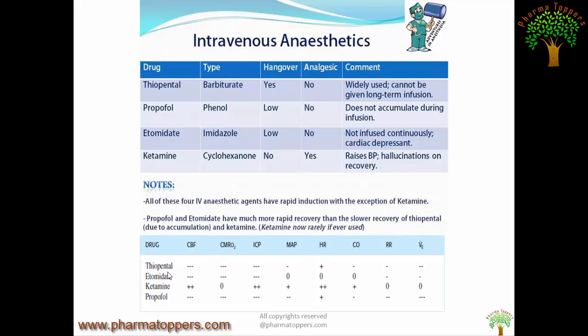So this chart is important, where it represents different parameters like mean arterial pressure, cerebral oxygen concentration, heart rate, cardiac output and RR interval. So these few parameters are important.